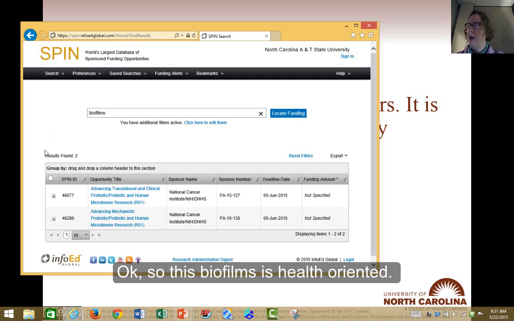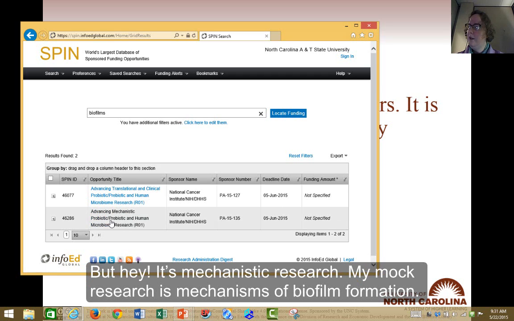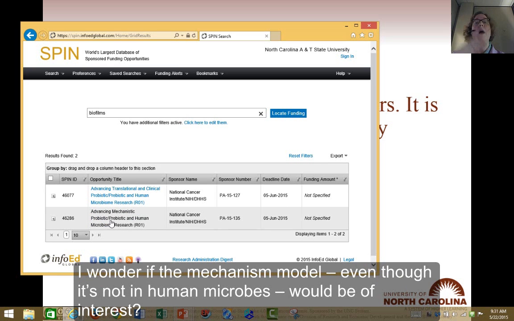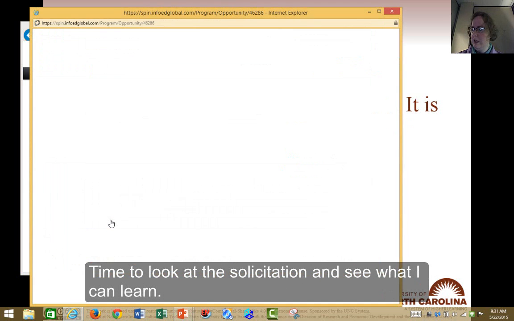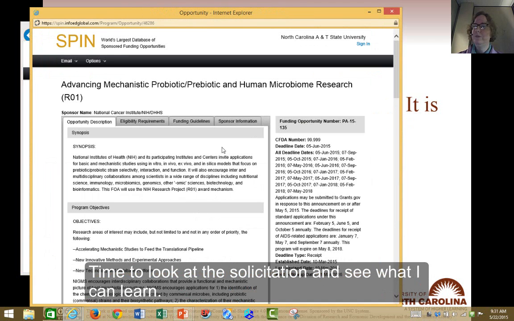So, biofilms. These biofilms are health related. But, hey, this one is mechanistic research. And my mock research question is mechanisms of biofilm formation. So, I wonder if my mechanism model, even though it's not in human microbes, would be of interest. Time to look at the solicitation and see what I can learn.